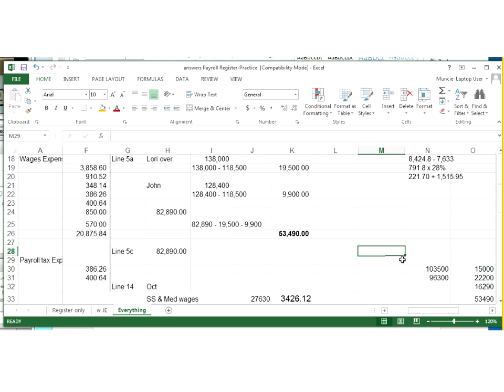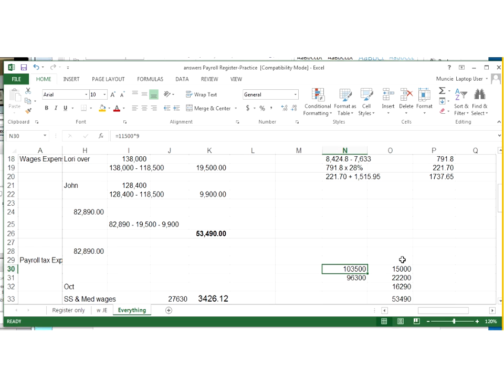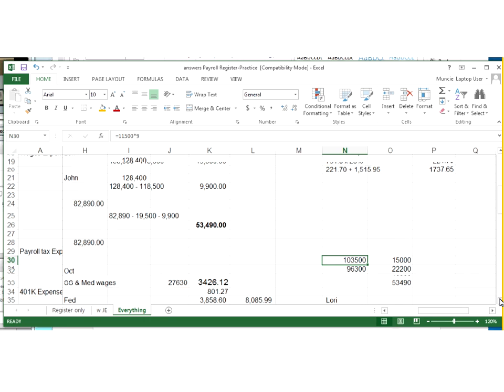Lori didn't even hit the cap at that point, and what I have done over here is show Lori after the 9th month. She has made $103,000. If you add in another $11,500, she still has not hit the cap.